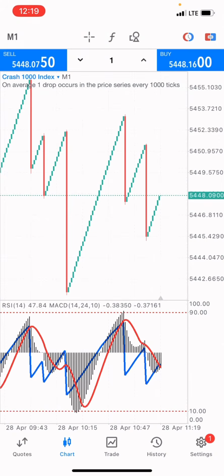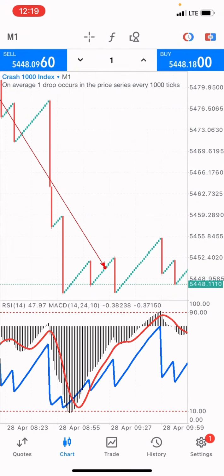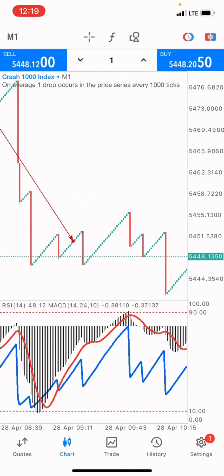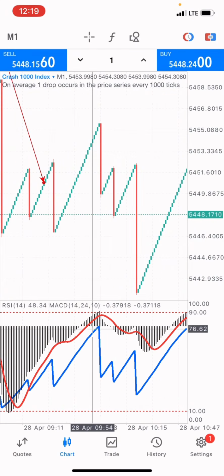All right, so if you don't know how to use this MACD indicator, I'm going to explain to you guys how you can use this MACD indicator to always win on a trade. So it's not that hard. So what you see here is an uptrend of the MACD.